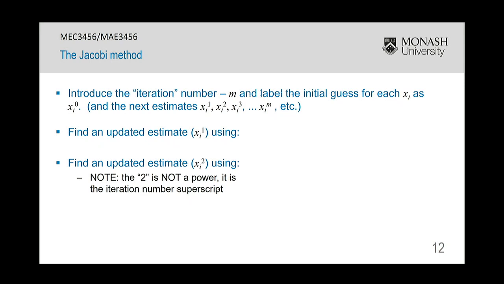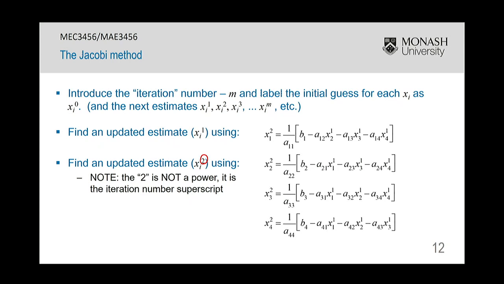Then, once we've done that, I'm guessing that we're unlikely to have satisfied the equation, so we need to go through and calculate our second estimate, and that's what the 2 here represents. It's not a power, it's an iteration superscript. So it's not x squared, it's the second iteration of x_i.